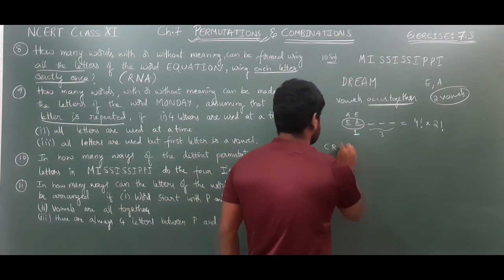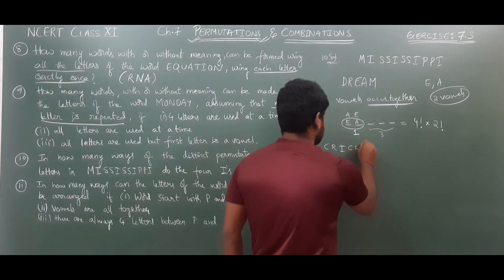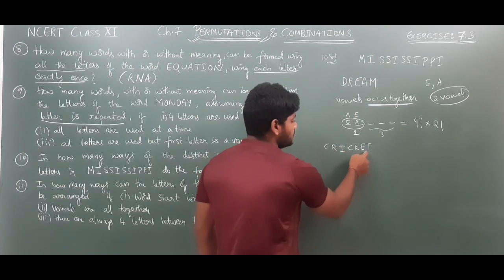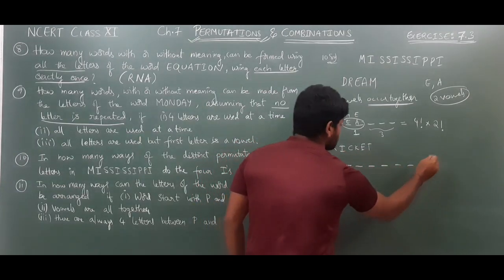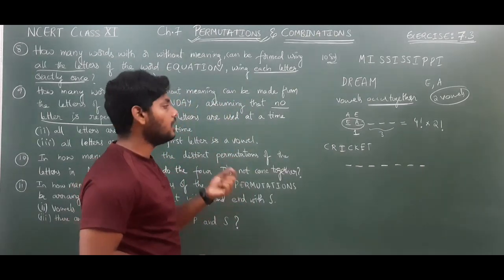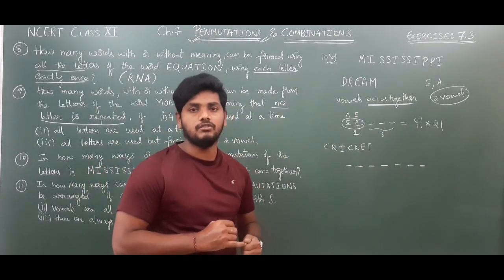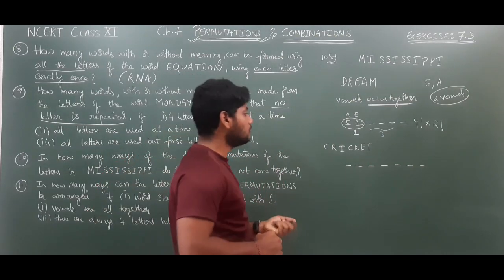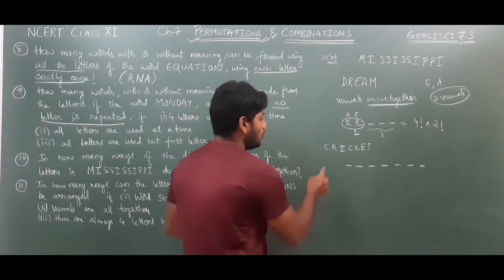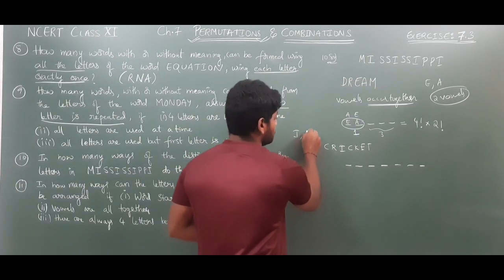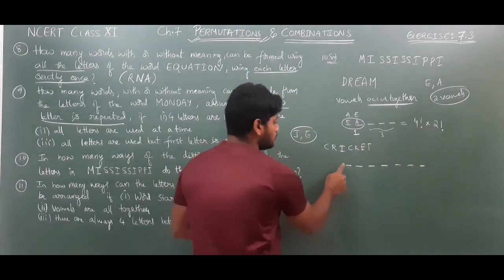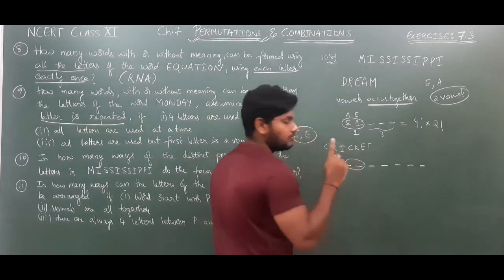Cricket. Cricket, you take. See, by using this word, 1, 2, 3, 4, 5, 6, 7. By using this word, we need to form the number of permutations in which all vowels occur together. Occur together means they should sit at one place. How many vowels do we have? First of all, I and E. So 2 vowels we have, right? So that means 2 places we should consider as one place.